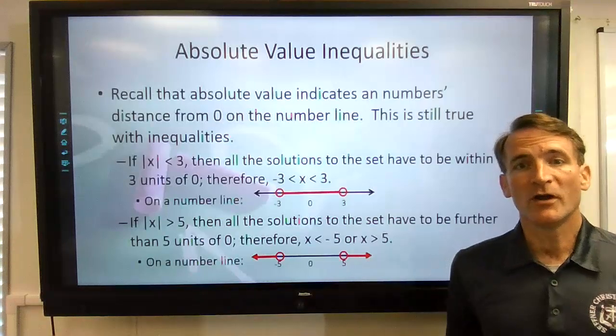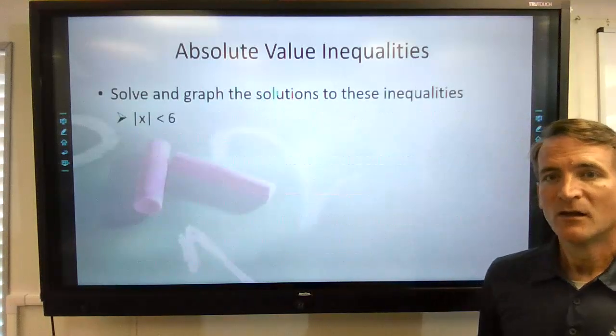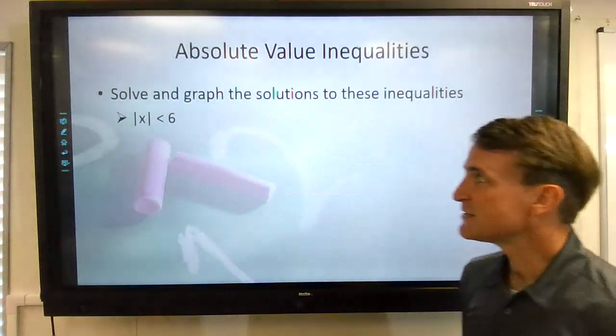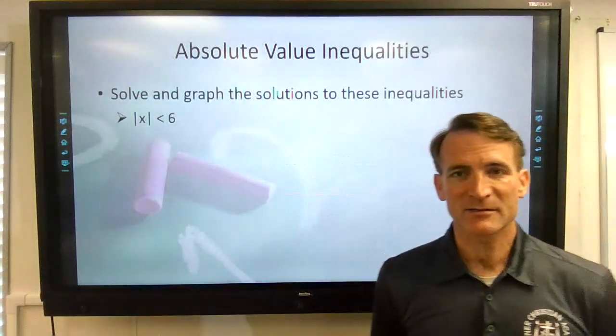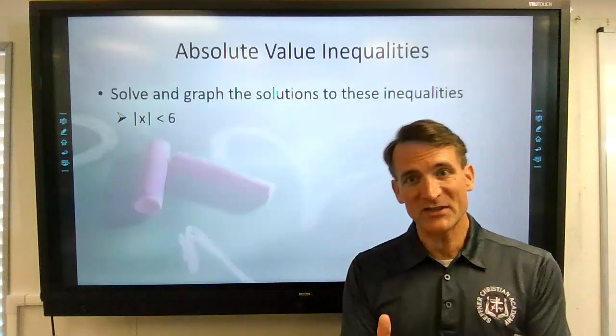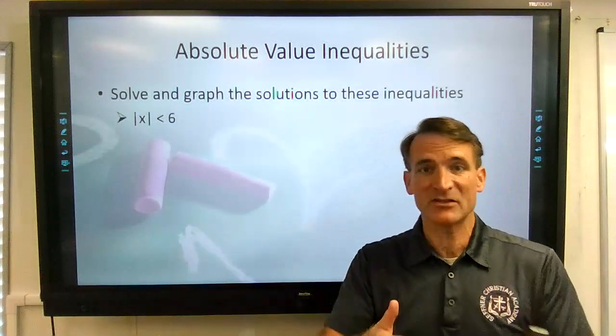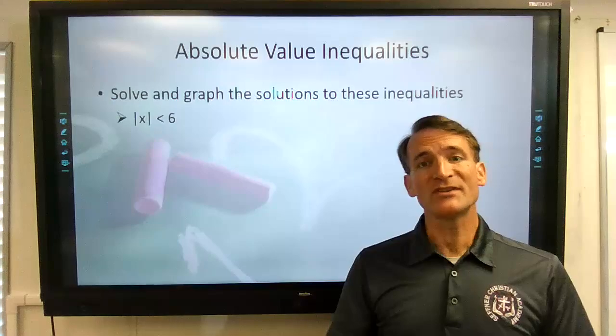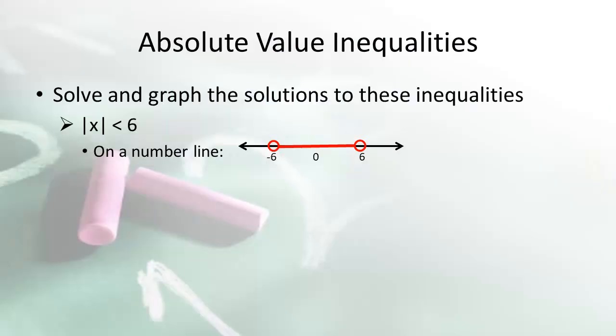Let me throw another one up here and see if you can do this one. We will have the absolute value of x is less than 6. Since it's less than 6, all my values have to be close to 0 because they've got to be less than 6 units away from 0. So once again, I'm going to have an intersection of values going from -6 to +6, not including those two values. When I graph it, it looks like this.